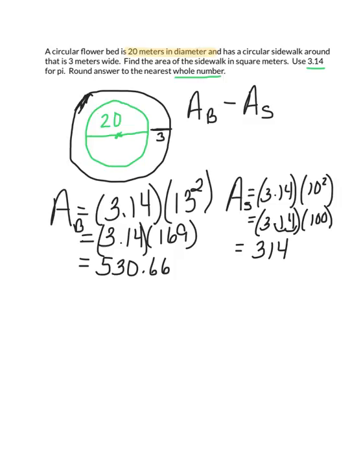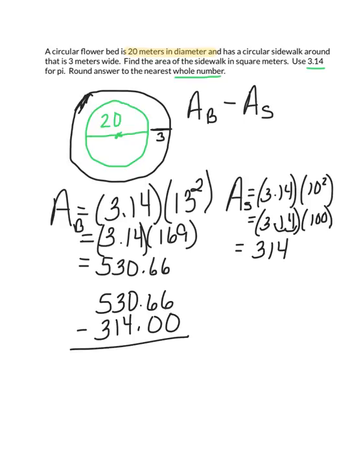And now I said I need to subtract, the big take away the little. So I have to do 530.66 minus 314.00. I could use a calculator to do this too, but I chose not to. I get 216.66 meters squared. Now, don't forget to read those directions. It did say to round to the nearest whole number. So the 6 tells the 6 to go up, and my answer is 217 meters squared. And that's the area of just the sidewalk going around the garden.